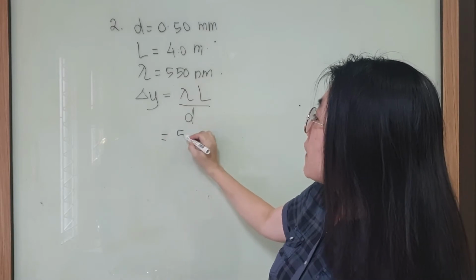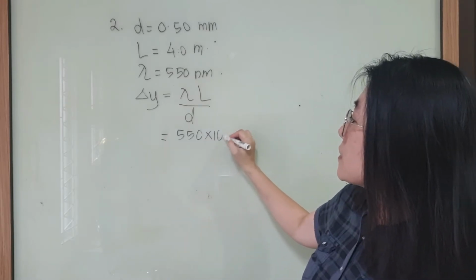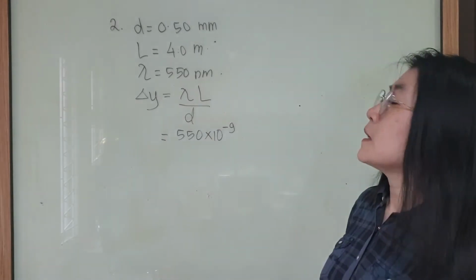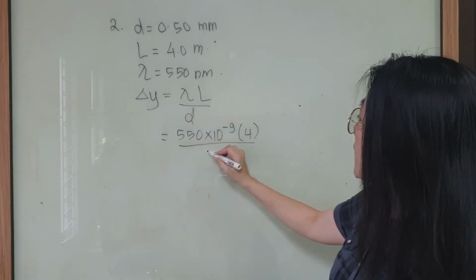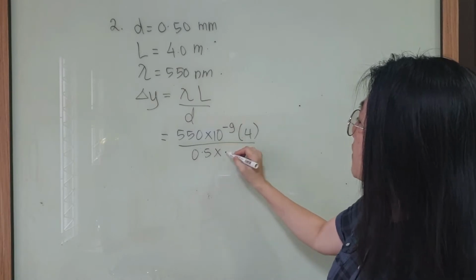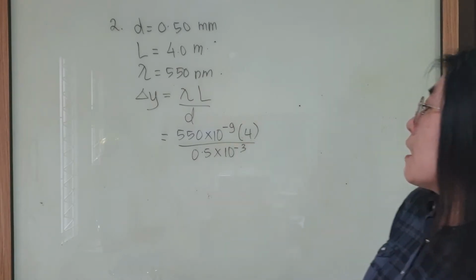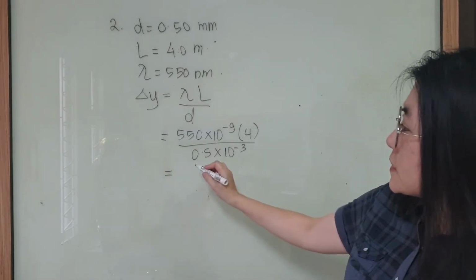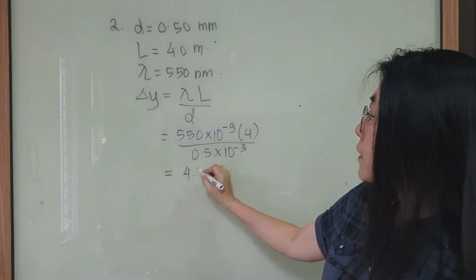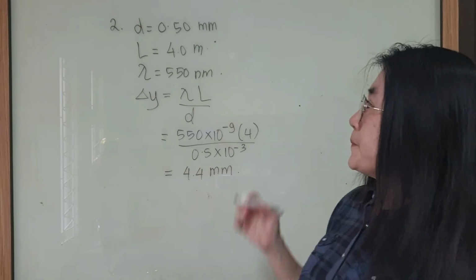Lambda is 550 nanometers multiplied by 10 to the minus 9 in meters. L is 4, divided by D, 0.5 multiplied by 10 to the minus 3 meters. And I think the result here will be 4.4 millimeters.